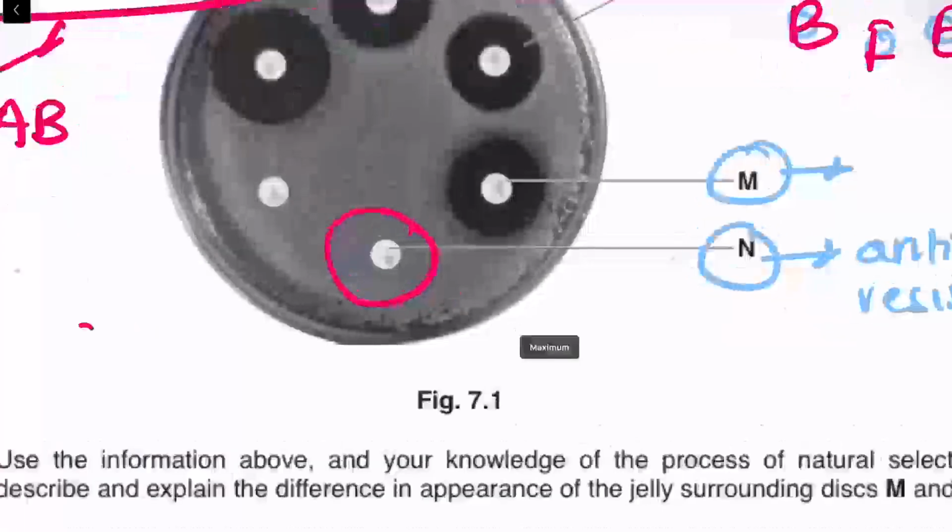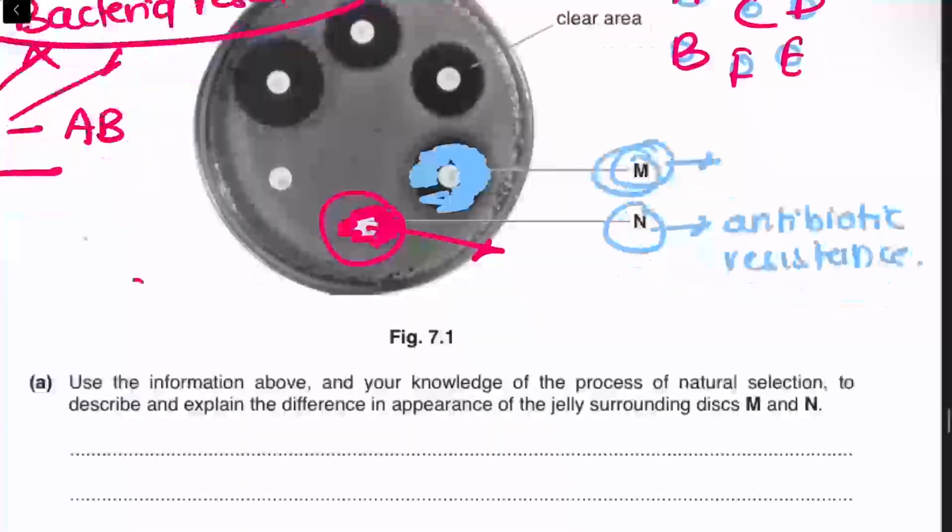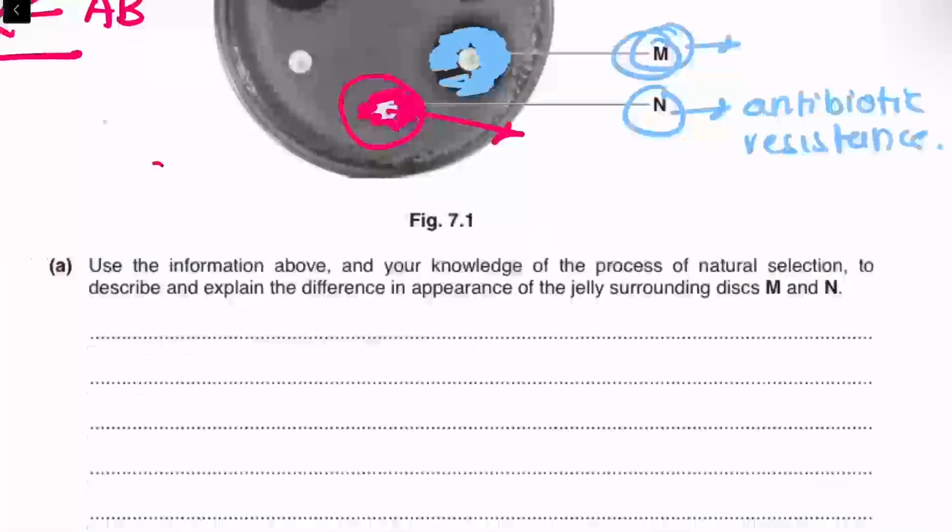The antibiotic which is present on this disc has no effect on killing bacteria. That's why the bacteria is just growing around it. The antibiotic present here on disc M has killed bacteria. That's why there is a clear space. Understood? So use the information above and your knowledge of the process of natural selection to describe and explain the differences in appearance of the jelly surrounding disc M and N.